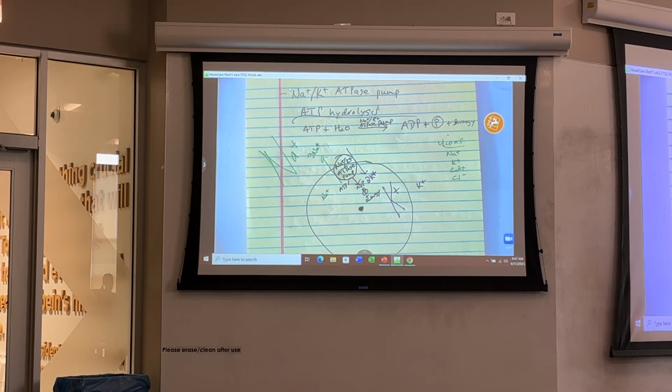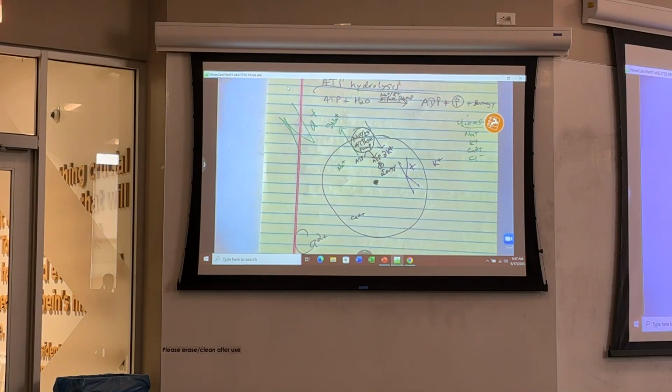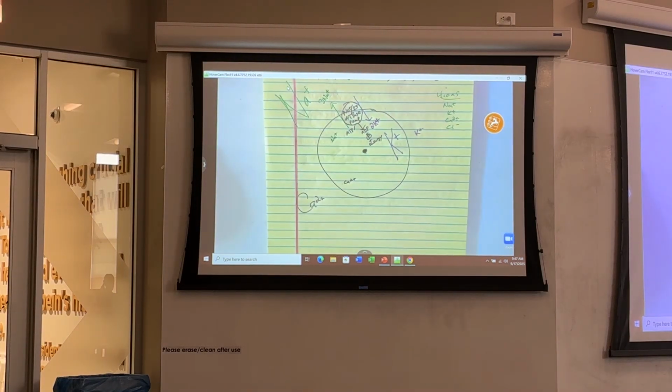All right, then is calcium typically higher outside or inside the cell? Typically higher outside the cell, shown by the larger symbols. All right, and then what about chloride? Typically higher outside the cell than inside the cell.